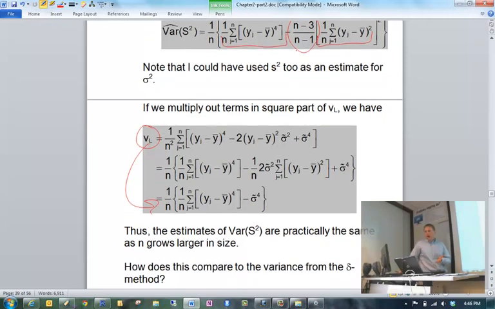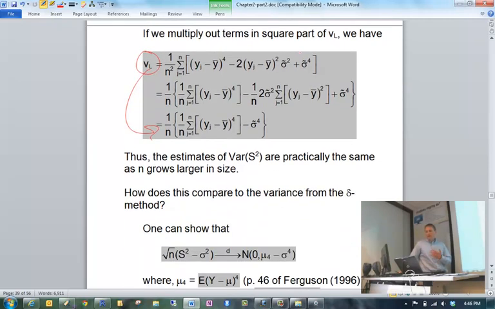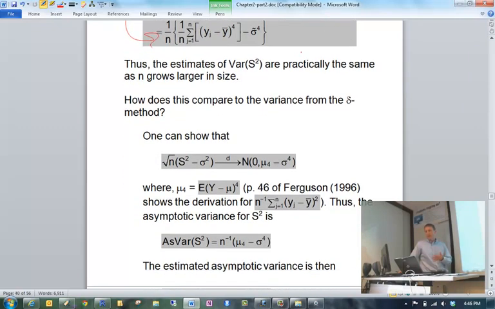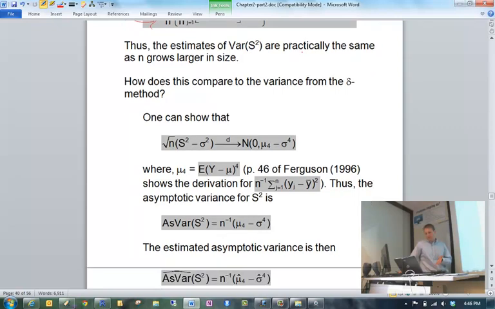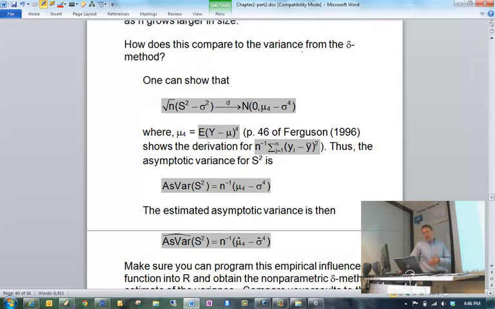Well, how does this all compare then to the asymptotic variance that I gave you for project number 1, problem number 3? This is towards the bottom, and this is what you end up using when you're doing the studentized interval. Again, one can show that the square root of n times s squared minus sigma squared converges in distribution to normal 0, fourth central moment minus sigma to the fourth.